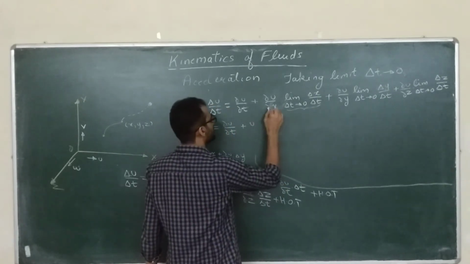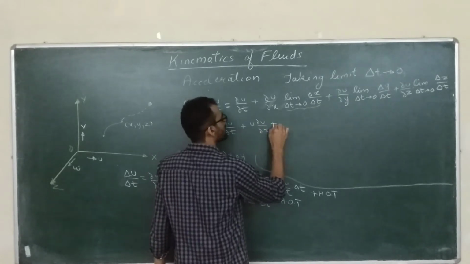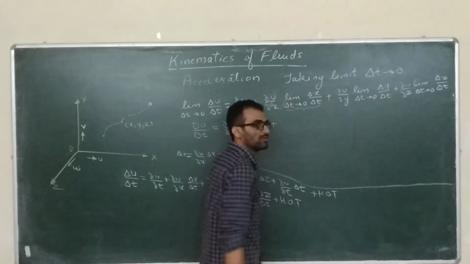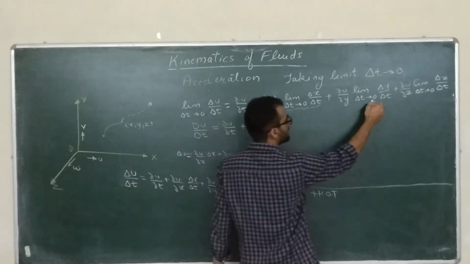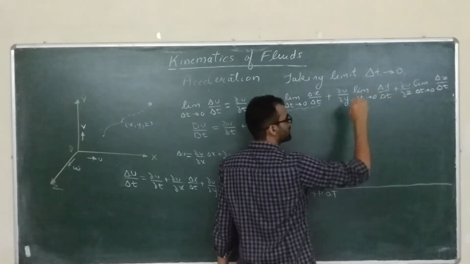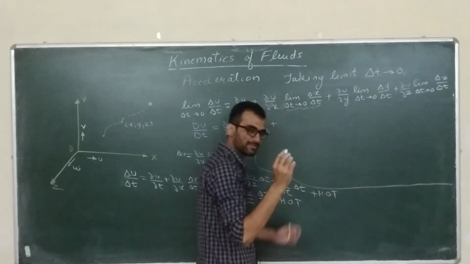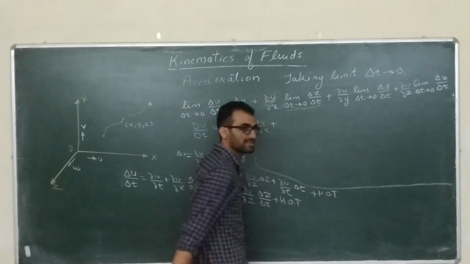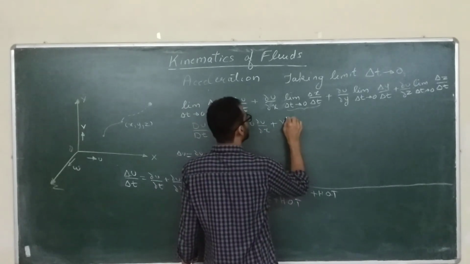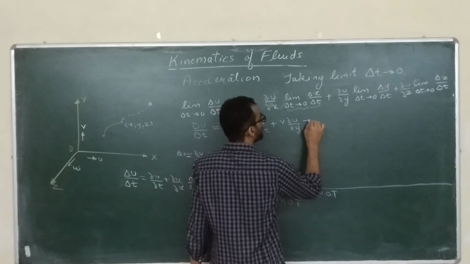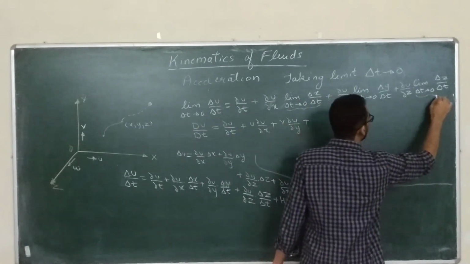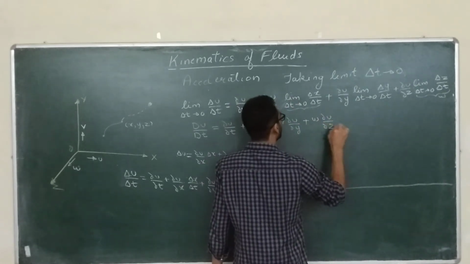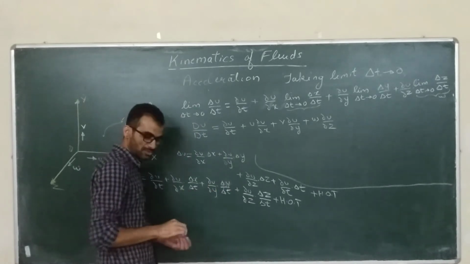So this is u into del u by del x plus, in the same fashion, this will be v, the velocity in the y direction, the change in distance in the y direction divided by time. Making the time difference very small gives us the first derivative of distance with respect to time, which is velocity. So this is v del u by del y plus, similarly this is w, so we have w del u by del z.